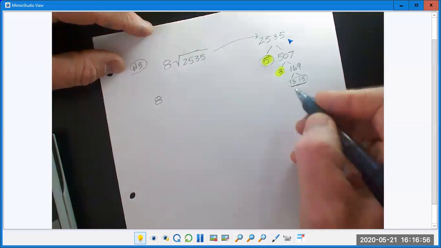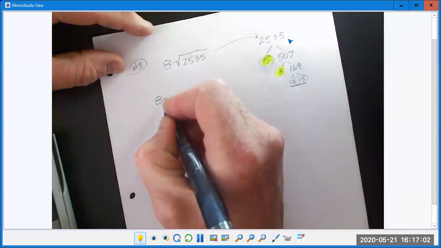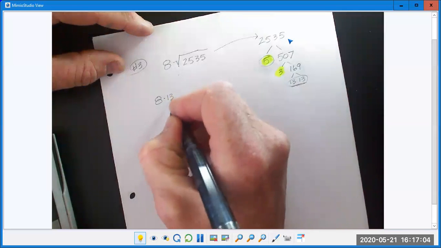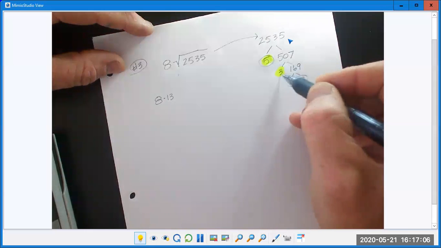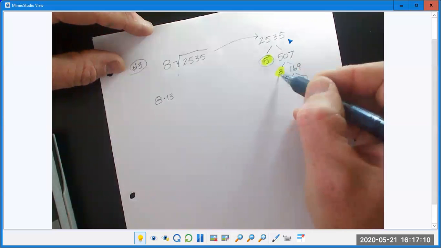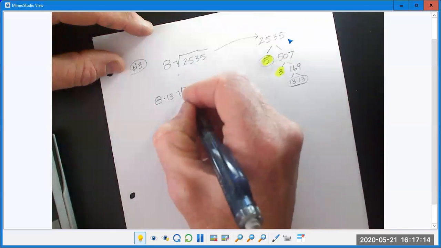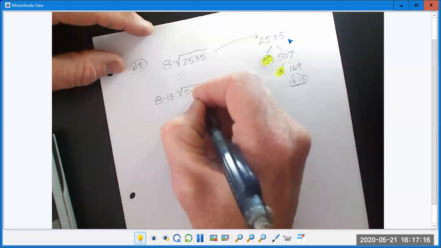Now, we have a pair of 13s that are going to come out. So that's going to be 8 times 13. Now, what is left inside the radical is 5 and 3. So I have 5 times 3.